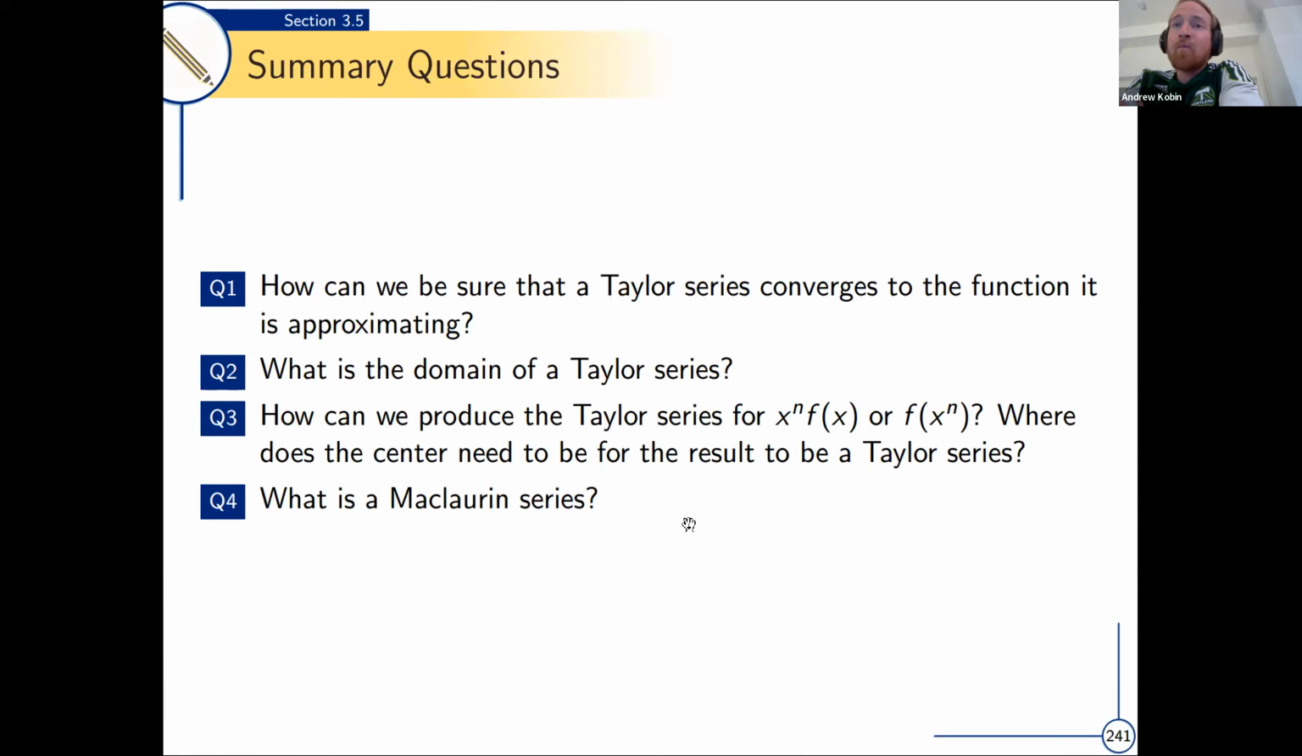Related to this, what is the domain of a Taylor series, and what does it mean to say that this is the domain of a Taylor series? Question 3 is, how can we produce the Taylor series for something of the form x to the n times f of x, or f of x to the n? Presumably, we already know the Taylor series for f of x. Where does the center of the series need to be for the result to actually give us a Taylor series? And finally, probably related to some other parts of this question, what is a Maclaurin series? When I say Maclaurin series, what does that mean? How do you know to recognize a Maclaurin series?